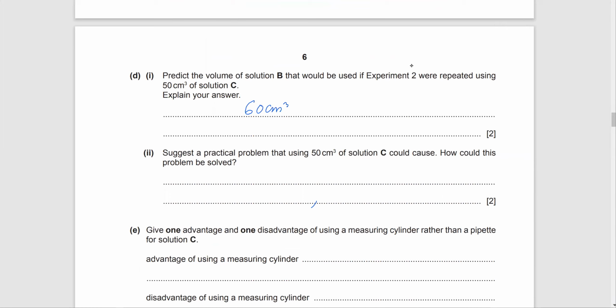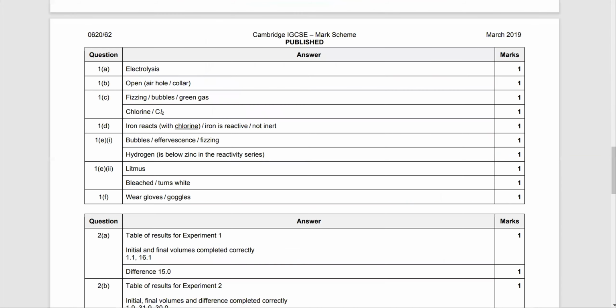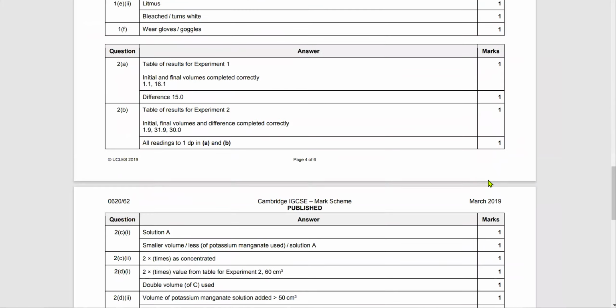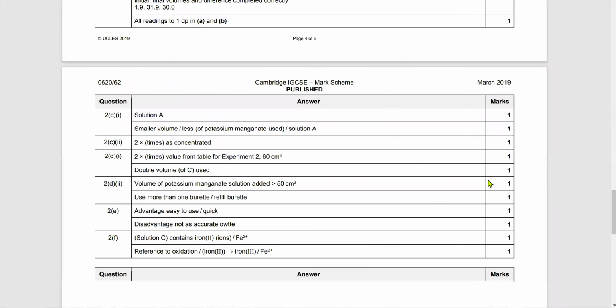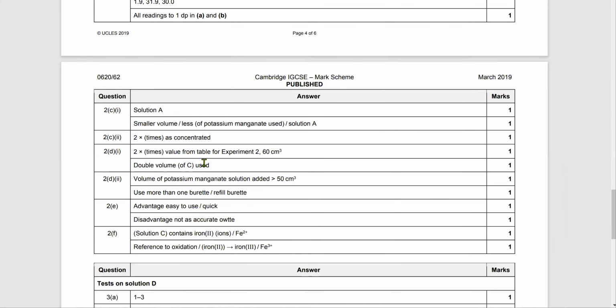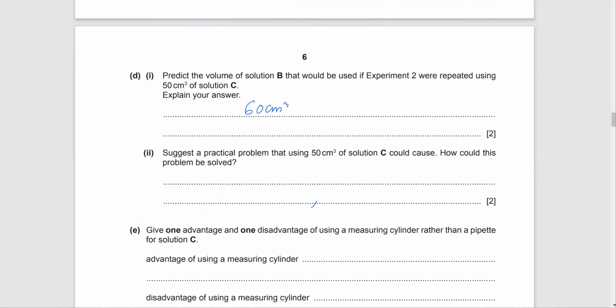And how would you explain the answer? You just write that it's double the amount. Solution C is double the amount, so solution B would also be double the same amount. Just double volume of C used, that's it. Okay, no detailed explanation.